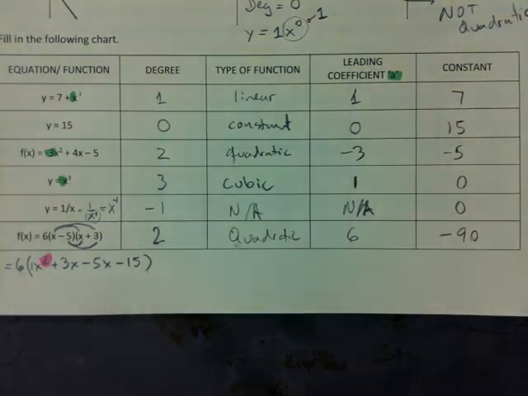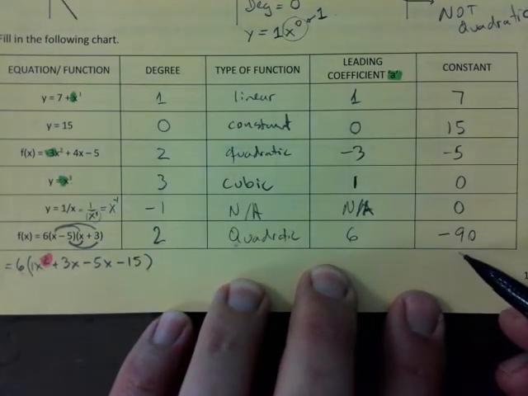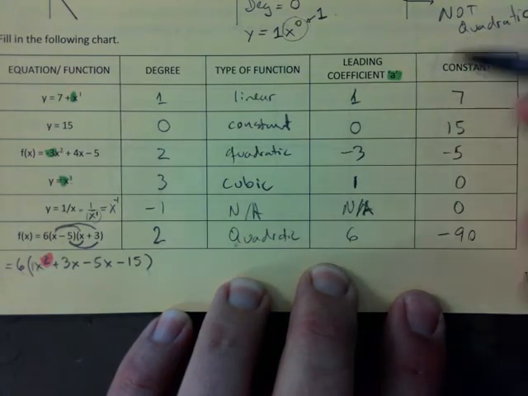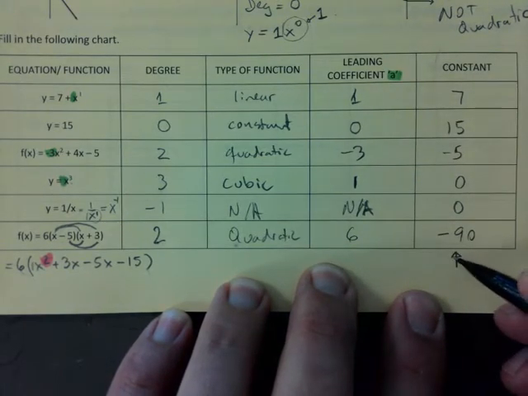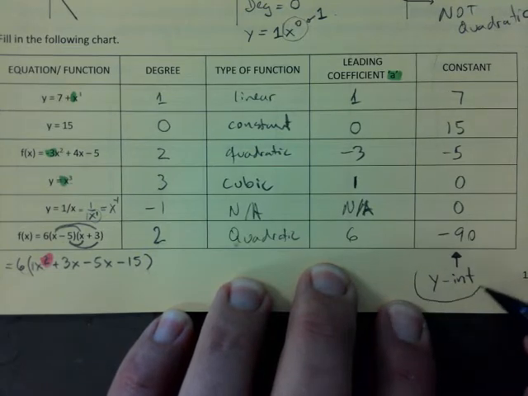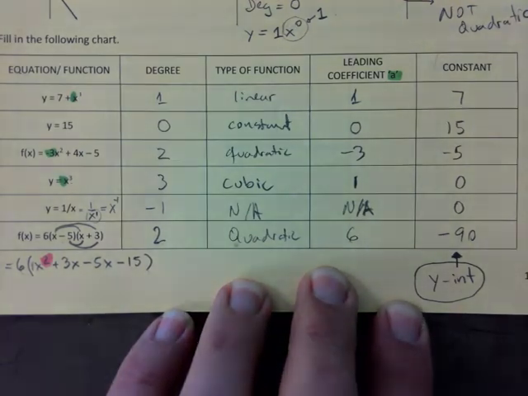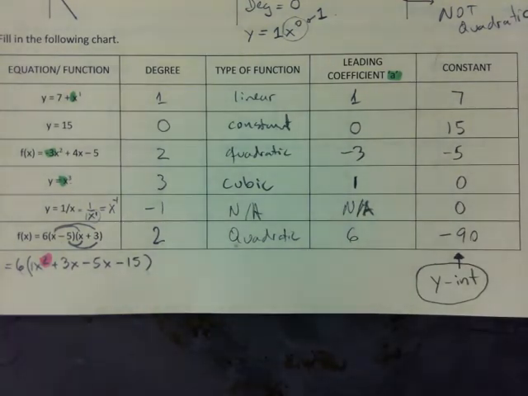Can I just say that this, at the bottom of this last column here, is really the Y-intercept as well. If you know the constant, that constant number is actually the Y-intercept of that function. That's where the graph is going to cut through the y-axis. Okay.